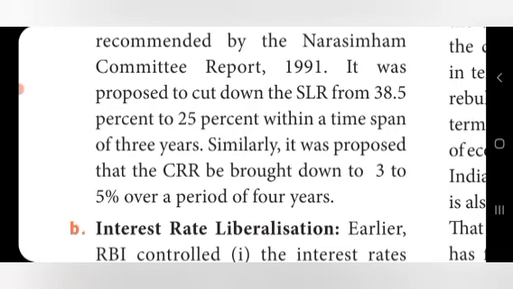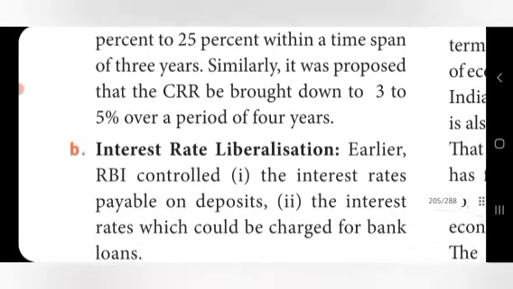Within the 3 years, they want to bring the percentage from 38.5 to 25%. So they want to cut down. Similarly, it was proposed that the CRR be brought down to 3 to 5% over a period of 4 years. So that CRR should be brought down to 3 to 5% over a period of 4 years.